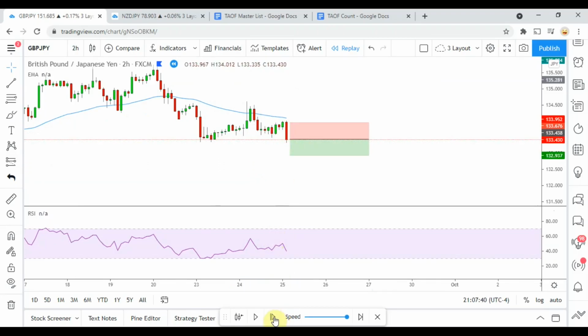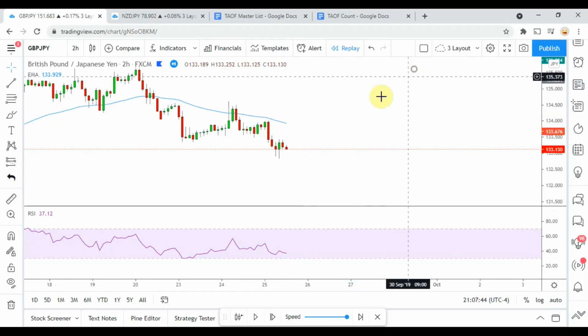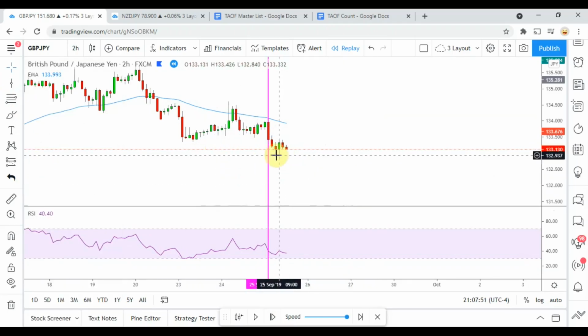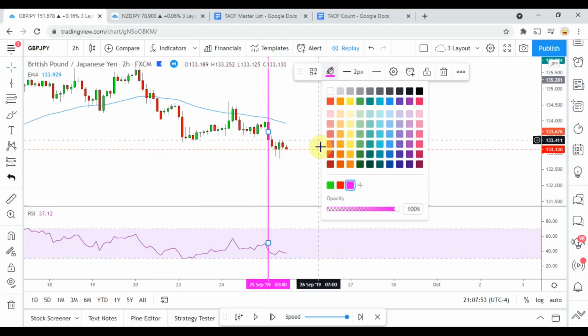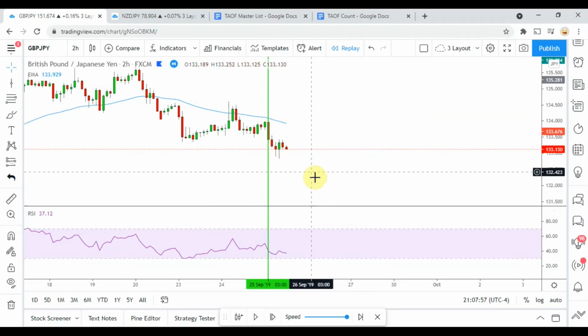And that's it. You let it play out, and you can see it comes down and hits our 1-to-1. Easy peasy. That would have been a winning trade. I will move this video a little bit forward to the next one that I find, and we will take a look at that.